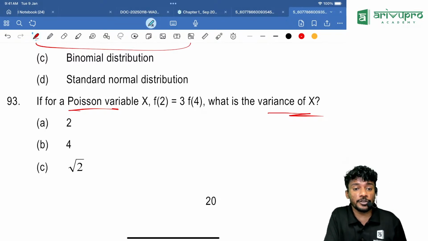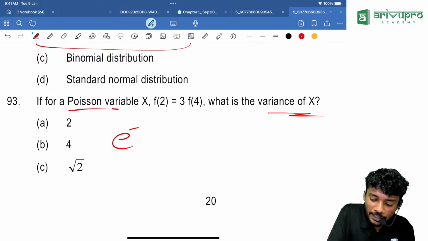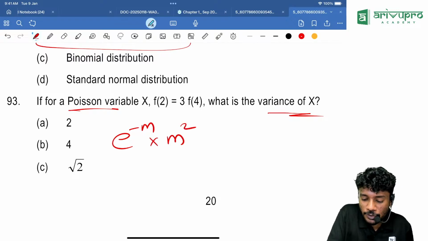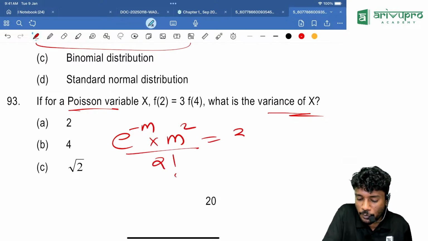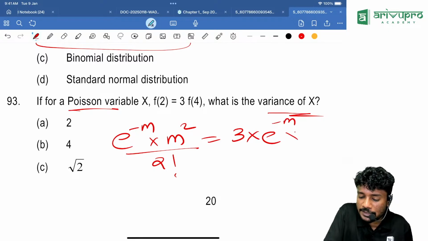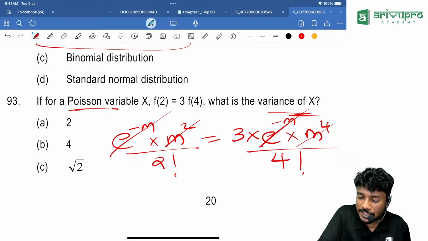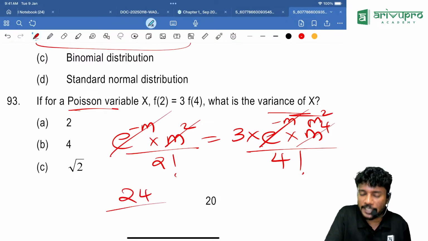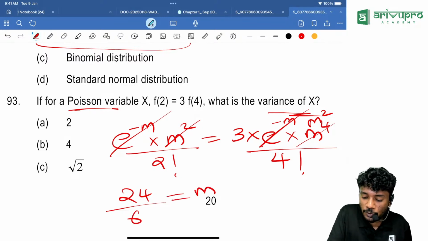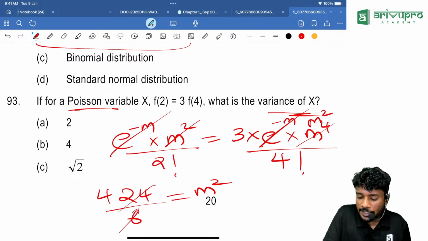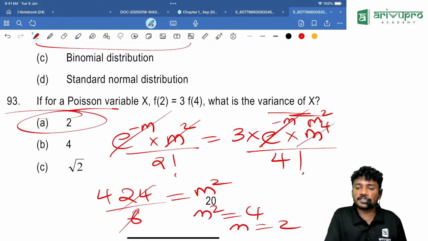What is the formula for Poisson distribution? e power minus m into m raised to 2 divided by 2 factorial, which is equal to 3 into e power minus m into m raised to 4 divided by 4 factorial. Now e raised to minus m cancel. m square, m raised to 4 cancel. That will become m square. 4 factorial is 24 divided by 2 into 3 is 6, which is equal to m square. That means m square is equal to 4. m is how much? 2. Answer is variance is 2.